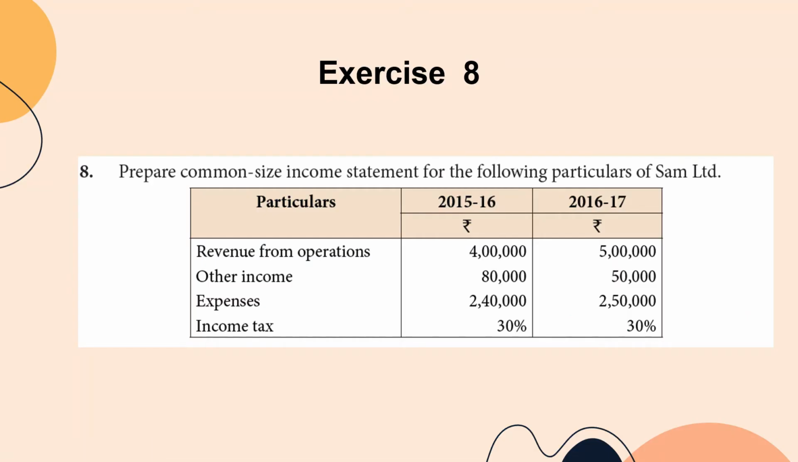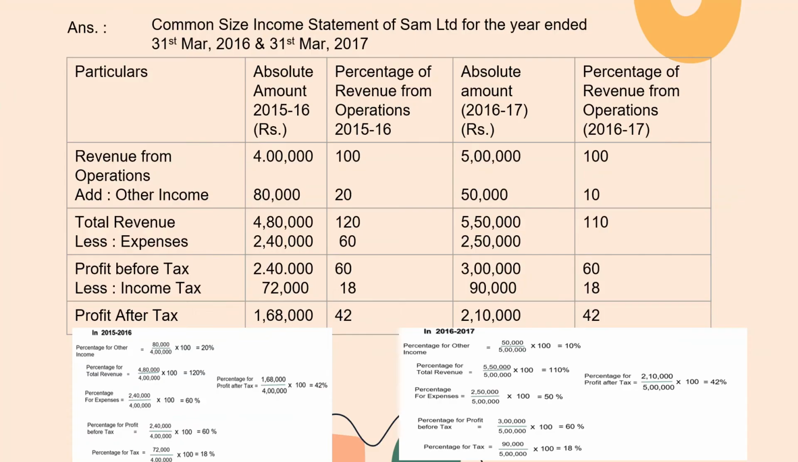8th sum, we have income tax also. Prepare common size income statement for the following particulars of SAM Limited. For 2 years they have given. So for 2 years you have to find separately. For 2015-16 absolute amount, percentage. For 2016 and 17 absolute amount and percentage.